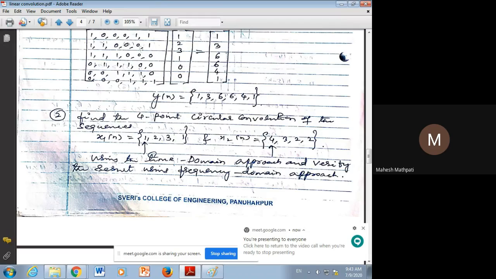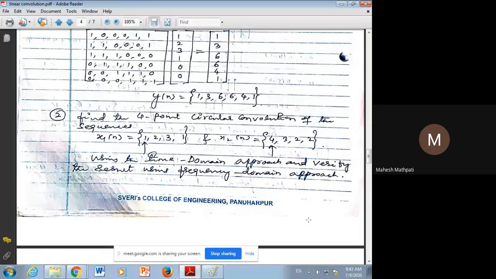So here we want to find a 4-point circular convolution, first using the time domain approach and then using the frequency domain approach. तो अभी टाइम डोमेन अप्रोच कौन सा है यहाँ पे, कोई बताएंगे मुझे? Can anyone tell me what is the time domain approach?